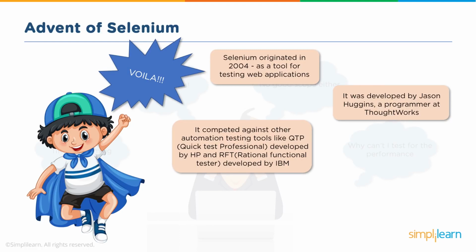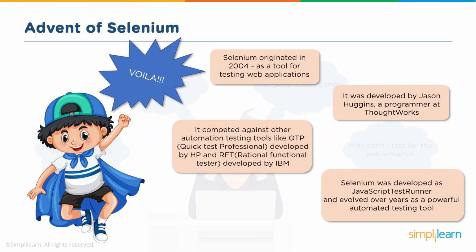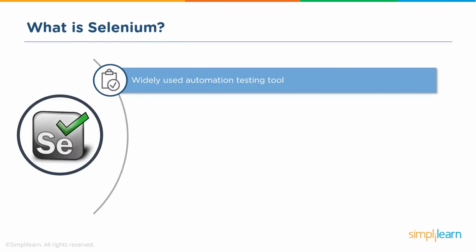So what he did was he wrote a JavaScript program that automatically controlled the browser actions, and then he named that JavaScript Test Runner. He made this open source, which was later renamed as Selenium Core, and this is how Selenium came into existence. So with this brief history of Selenium, let's understand what is Selenium and what are its main features.